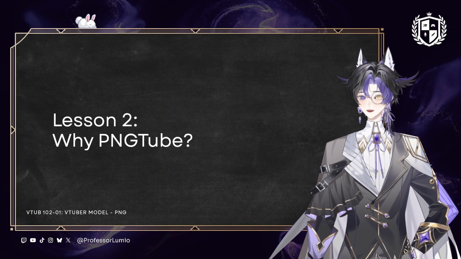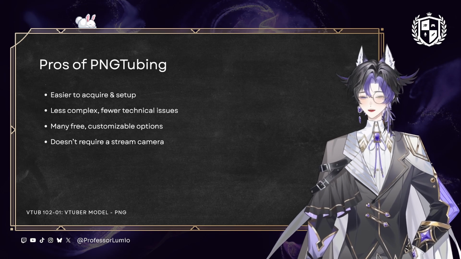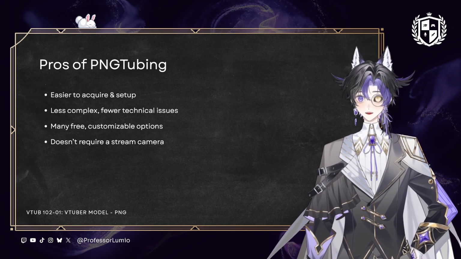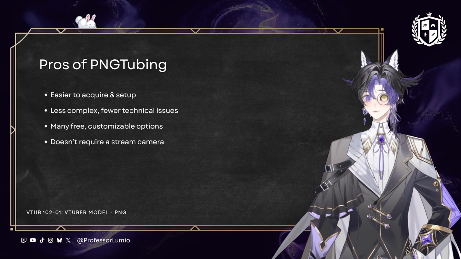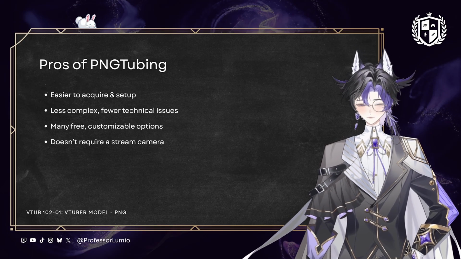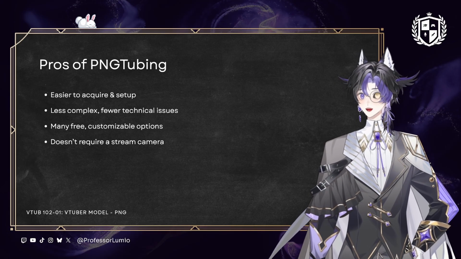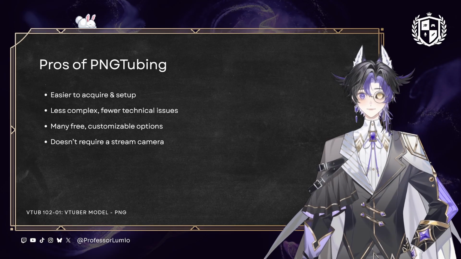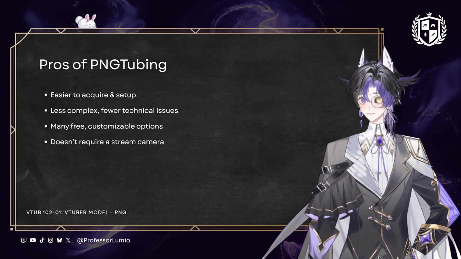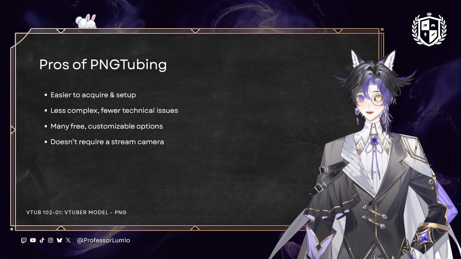Now, what are the pros and cons of PNGTubing? The pros are that they're quite a bit easier to either acquire or create as well as set up. Now, because they're less complex, that also means you're going to have fewer technical issues arise. There are a lot of free customizable options, and you're not really going to get that with a live 2D model. And maybe the biggest benefit of all, you don't actually need a camera. So the setup and operation of your stream has one fewer elements to worry about.